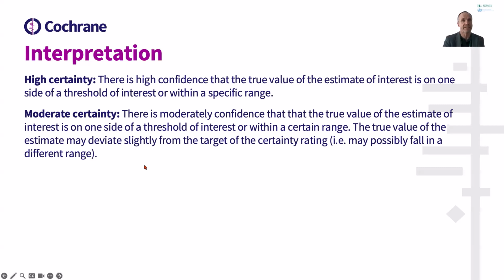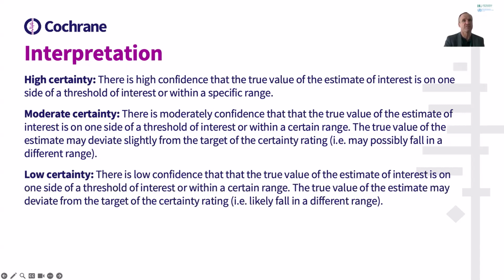For moderate certainty, obviously we are moderately confident, but with the addition that the true value of the estimate may actually deviate slightly from the target of the certainty rating. And so moderate certainty evidence still leaves us with a pretty good degree of confidence, but it may fall into a different range, as I will explain.